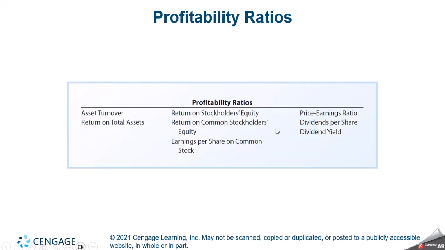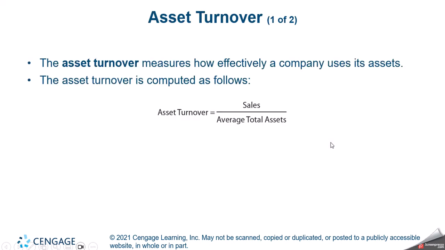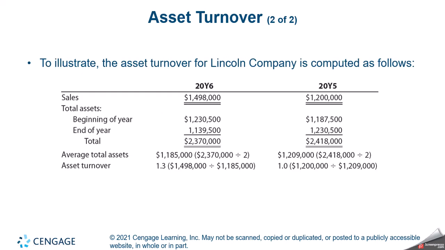Then we have a variety of profitability ratios: asset turnover, return on assets, return on equity, return on common stockholders' equity, earnings per share, price to earnings ratio, dividend per share, and dividend yield. What you really want to know is these formulas. So our asset turnover is our sales divided by our average total assets. Remember, when it's average, it's always the beginning balance plus the ending balance divided by 2.